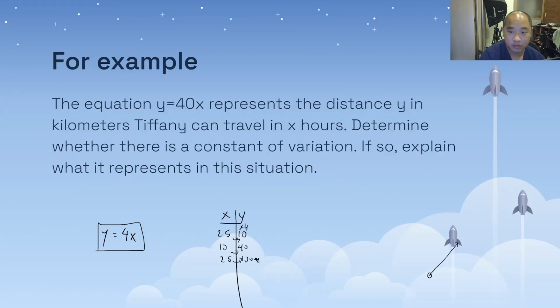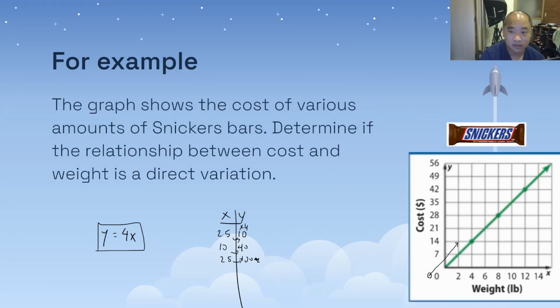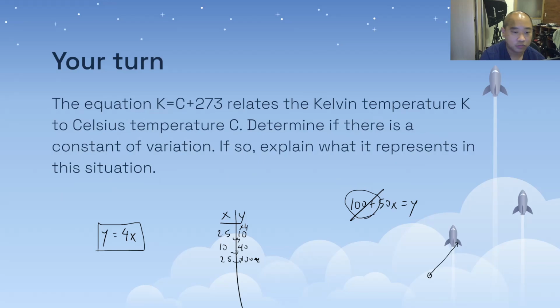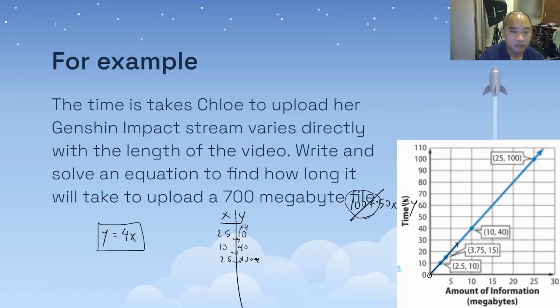For example, if we look back at this example here, this was 100 plus 50x equals y. And you see this, it has this add here. So it cannot be a constant of variation. Back to here. So this is our equation.